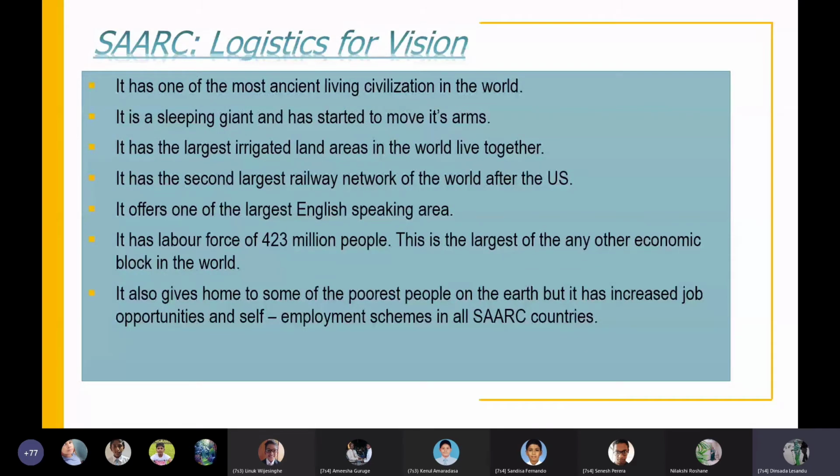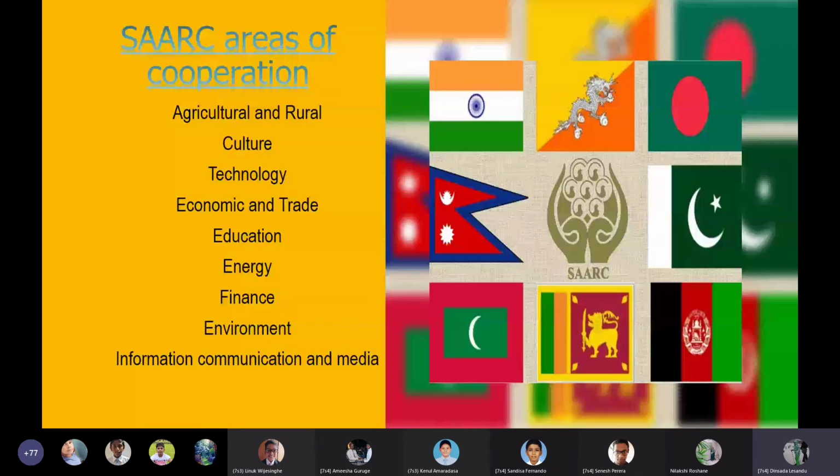SAARC areas of cooperation: to improve agriculture and rural development, and to cooperate in culture, technology, economy and trade, education, energy, finance, and the environment. Finally, information, communication, and media.